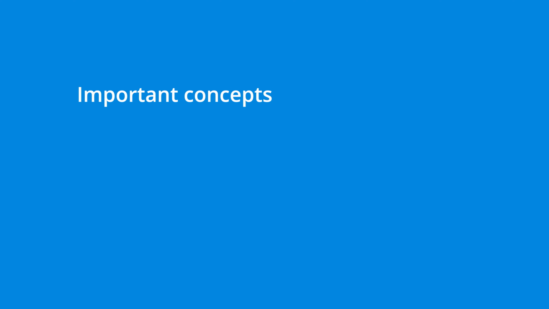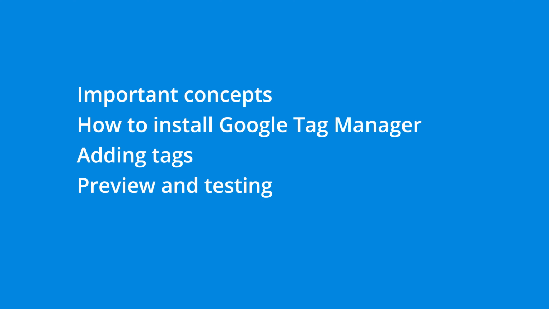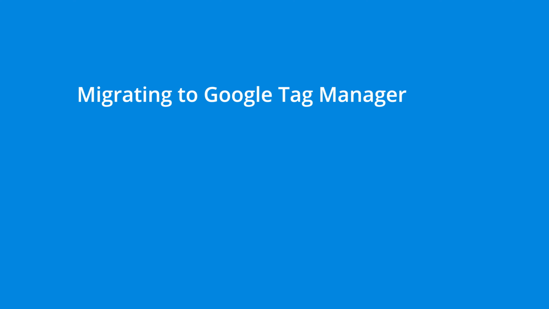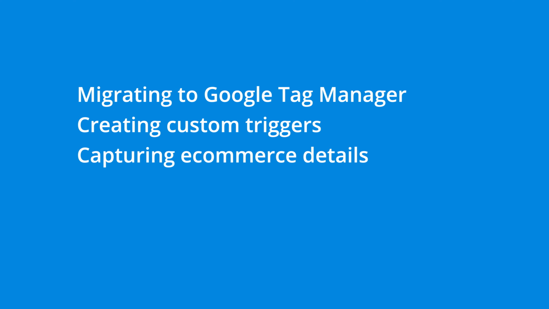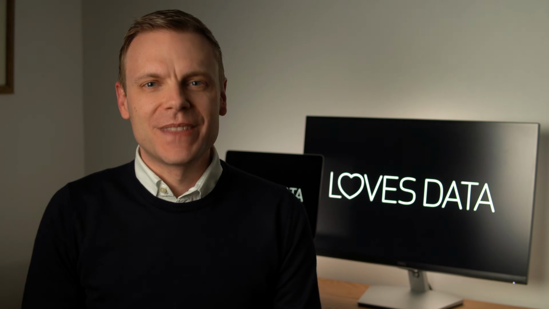Important concepts, including tags, triggers, and variables. How to install Google Tag Manager on your website, adding Google Analytics and Google Ads tags, adding Google Optimize and Facebook tags, previewing and testing your tags, best practices for managing Google Tag Manager, recommended steps to migrate to Google Tag Manager, creating custom triggers to fire tags, capturing e-commerce transactions and using these details in your tags, tracking clicks, buttons, and forms, and using consent mode to fire tags based on people's consent choices. There's lots to learn, so let's start with the basics.